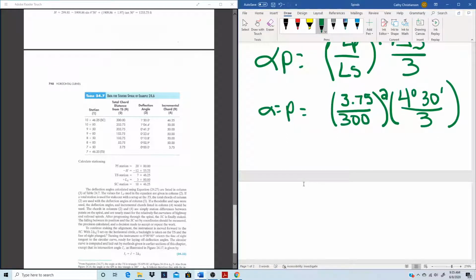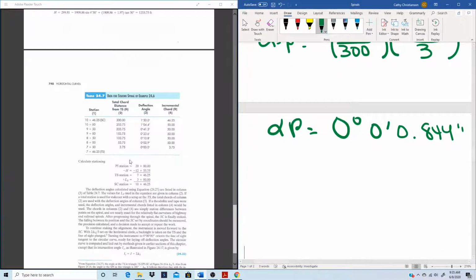So I've got to change it back to degrees, minutes, and seconds. I'm going to do second angle on my calculator and go down to 4, which is degrees, minutes, and seconds. When I solve for that, I got 0 degrees, 0 minutes, and not even 1 second: 0.844 seconds. So basically nothing. I'm going to do another one.